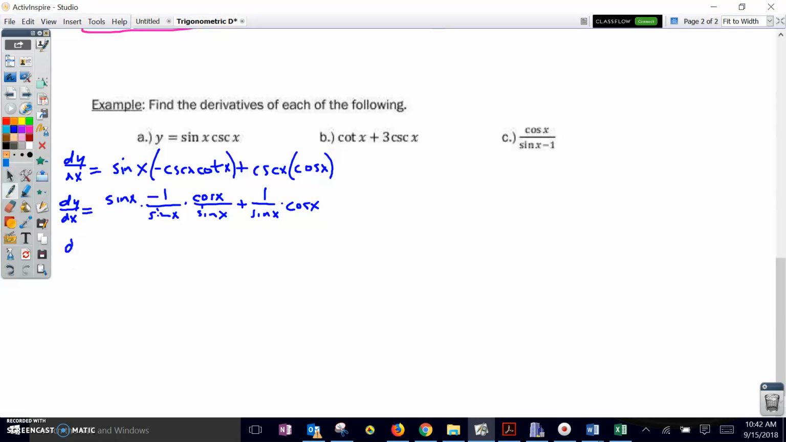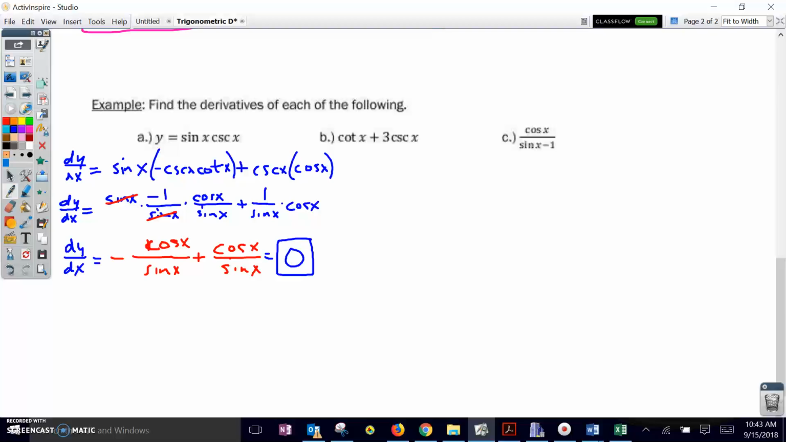And then simplifying further here, we've got dy dx equals, and we've got some cancellation going on here. We can get rid of those sines. So this turns into negative cosine over sine plus cosine over sine. And so when it's all said and done, this derivative ends up being 0.